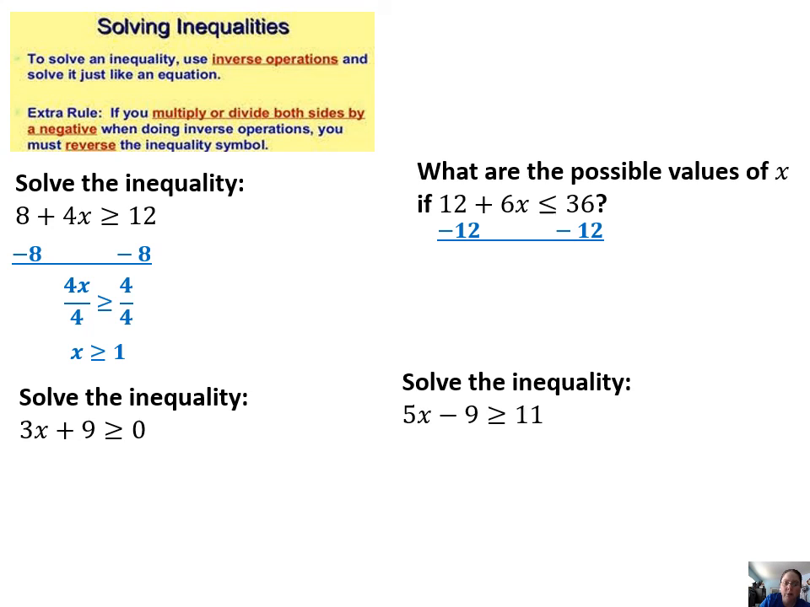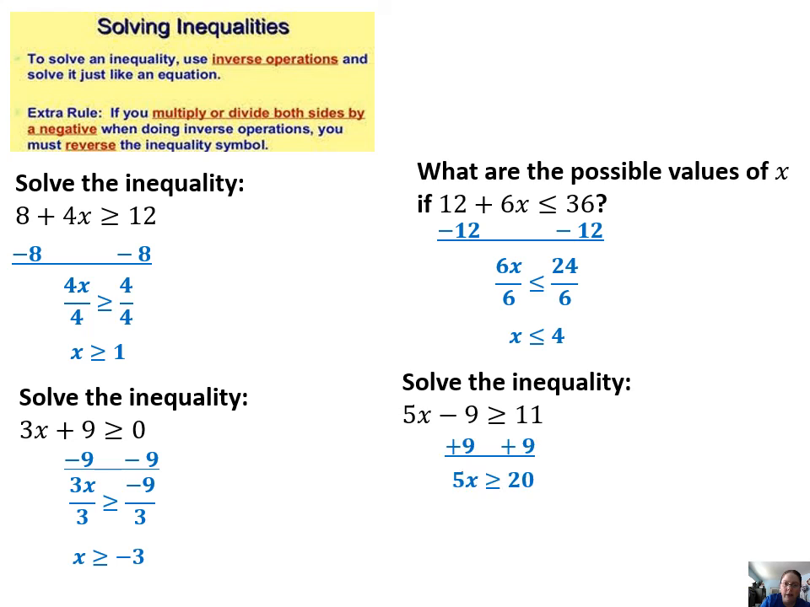Next one, subtract 12 from both sides. 6x less than or equal to 24. Divide by 6. x has to be less than or equal to 4. Next one, subtract 9 from both sides. 3x is greater than or equal to negative 9. Divide by 3. x is going to be greater than or equal to negative 3.